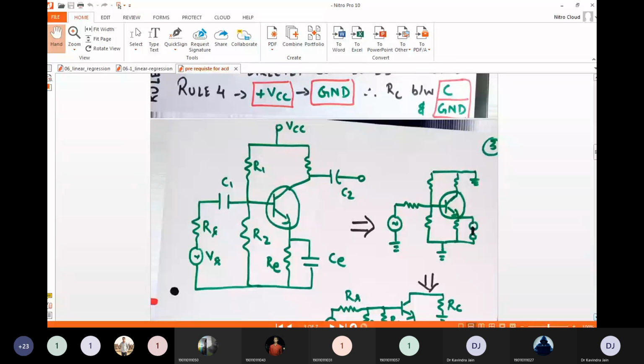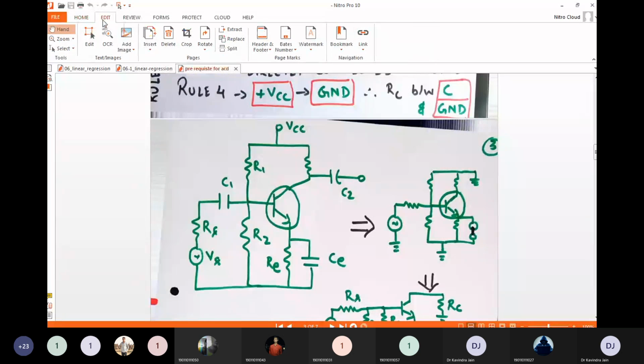So I hope the circuit is visible to you clearly. According to our talks, our first work is to replace all the DC sources available by short circuit.